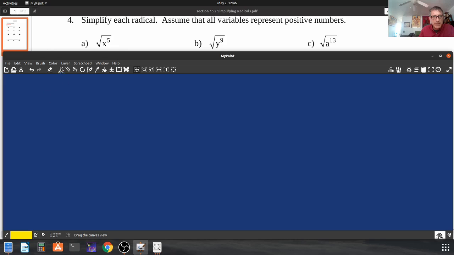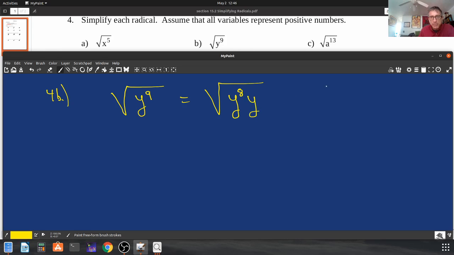So 4b, the square root of y to the 9th power. What do we do? We subtract 1 from 9. 9 is odd, so if I subtract 1 from it, I get an even number. And then I multiply it by y. Then I use the product rule.